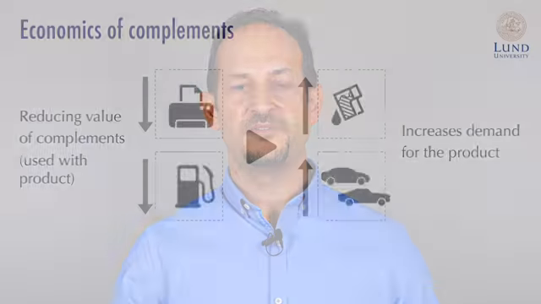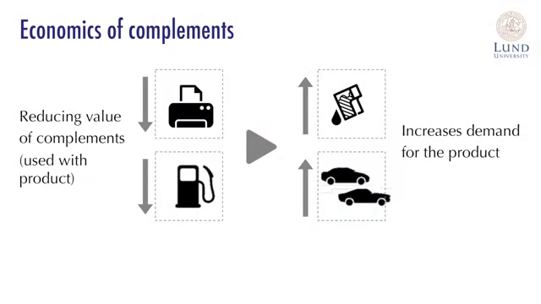Asymmetric business models are based on the economics of complements. Let's see how complements work. In economics, a complement is a good that is dependent on or requires the use of another product. Let's see some examples. Home printers depend on ink cartridges to work, so cartridges are a complement to printers and vice versa.